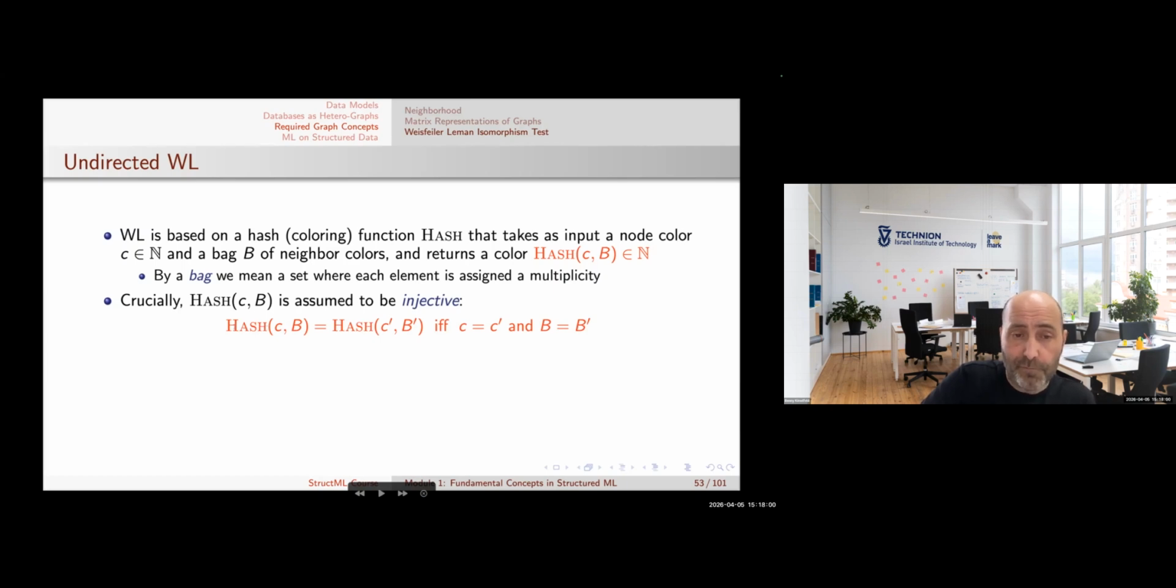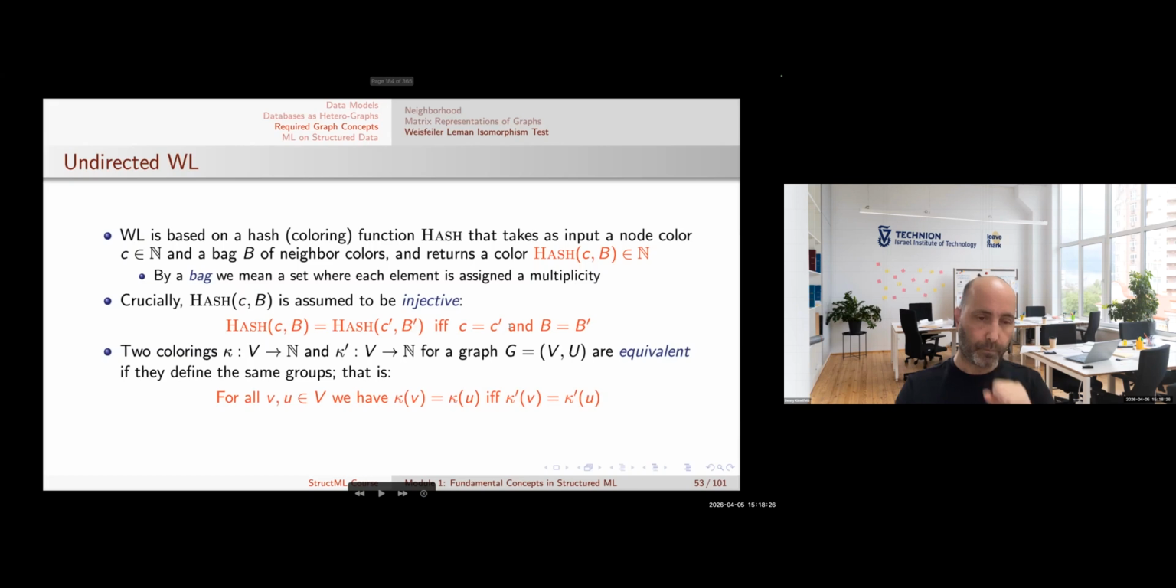If the function hash gets a different input, then it produces a different output. In other words, hash(C, B) is the same as hash(C', B') if and only if C is equal to C' and B is equal to B'. If any of these is different, then a different color is produced. This is crucial. Okay, now the algorithm will create colorings in iterations, and it will test whether the current coloring and the previous coloring are equivalent.